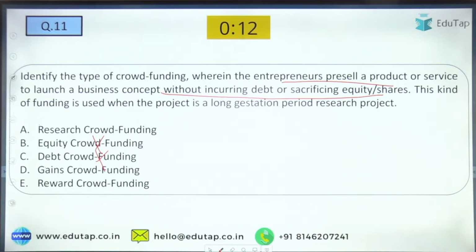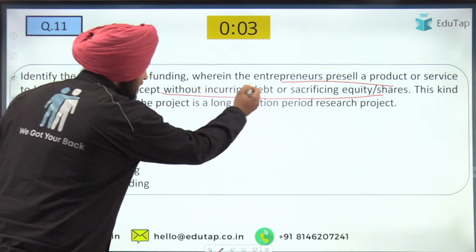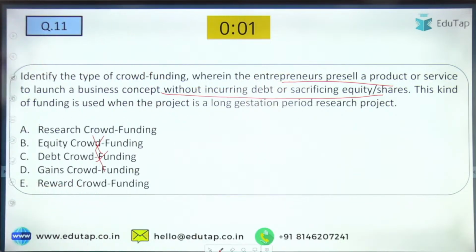Question number 11. Debt and equity can be easily eliminated because it is saying that without incurring debt or sacrificing equity shares. So what is going to be the answer to this question?